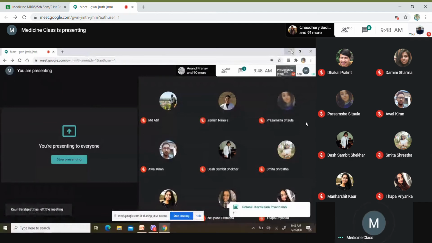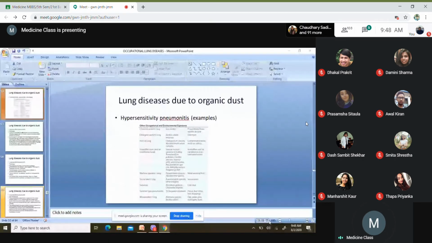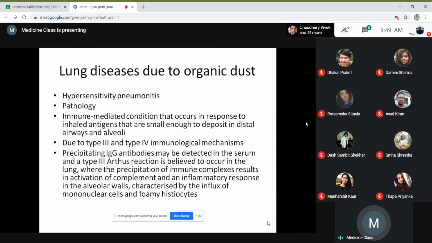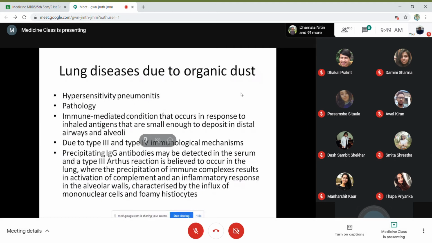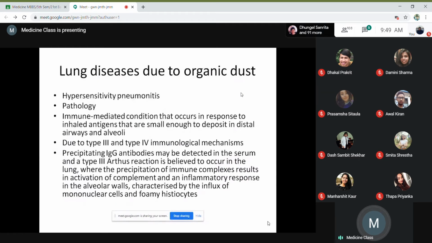I'll continue again. I was giving examples of different occupational immune-mediated conditions that occur in response to inhaled antigens that are small enough to be deposited in the distal airway, mainly the alveoli and the small airways. So this hypersensitivity pneumonitis results from either a type 3 or type 4 immunological mechanism or hypersensitivity reaction.